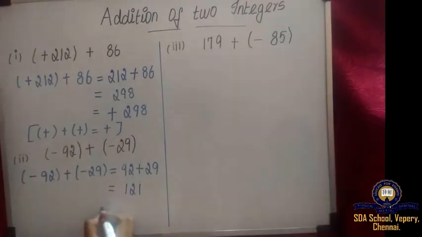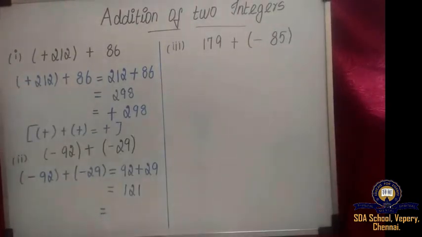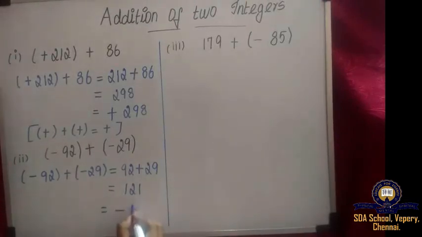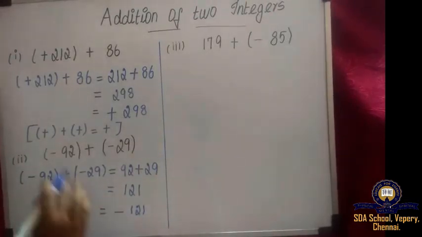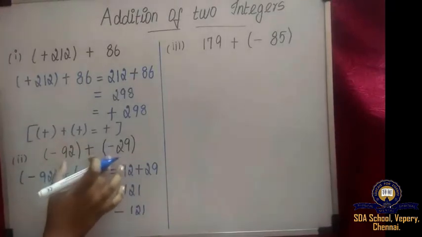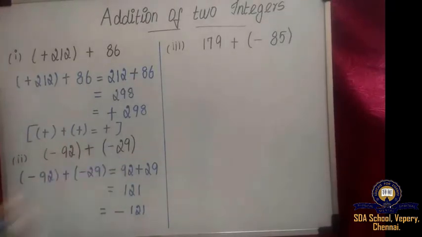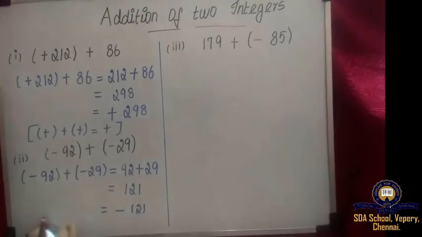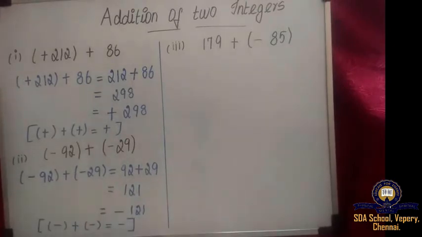121, and you have to put the negative sign because the addition of two negative integers gives a negative integer. So it is minus 121, since both the integers are negative. Minus plus minus will give a negative integer. So it is minus 121.